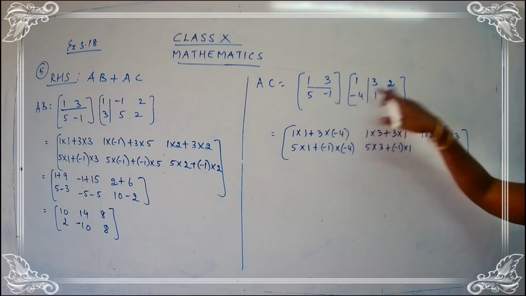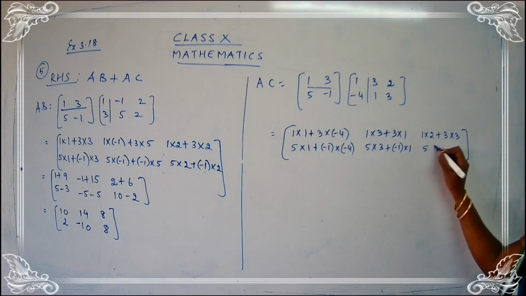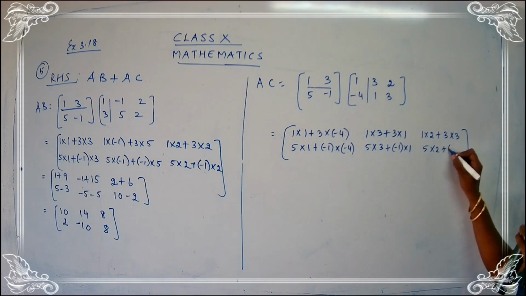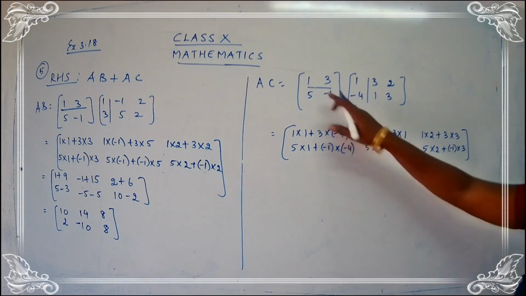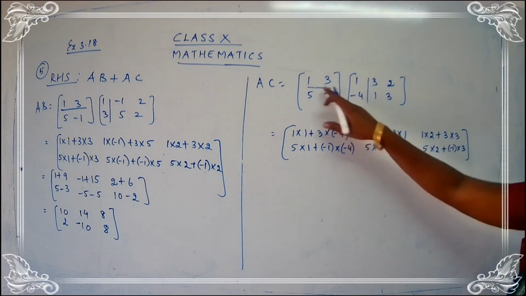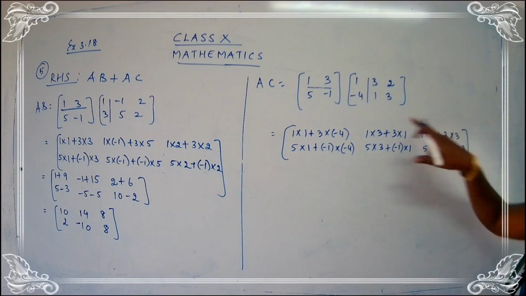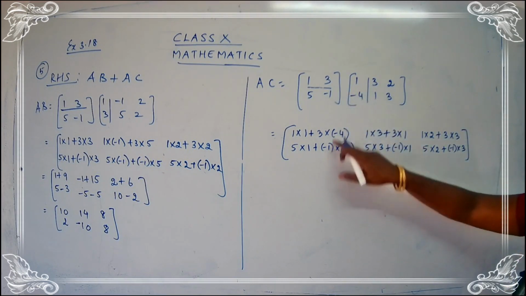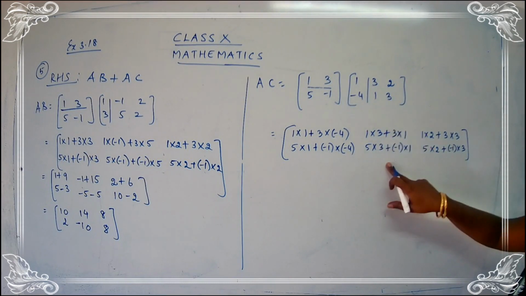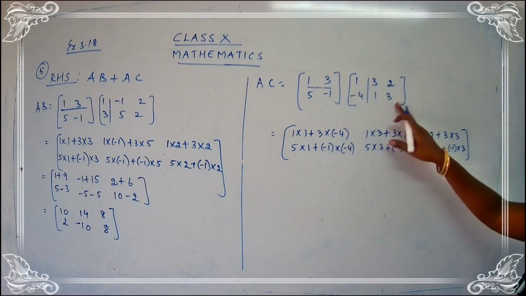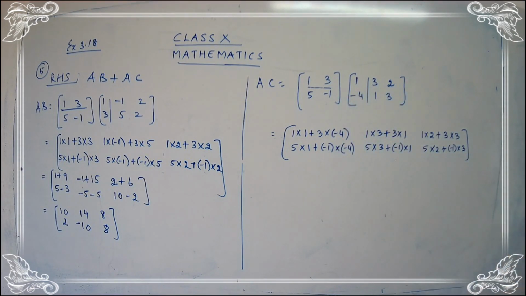Now the second row and the third column. 5 into 2 plus minus 1 into 3. Okay children? First row, first column. First row, second column. First row, third column. Second row, first column. Second row, second column here. Second row, third column over here. Okay?